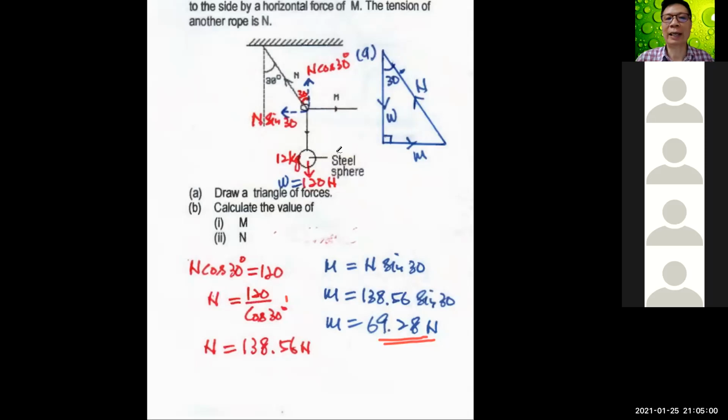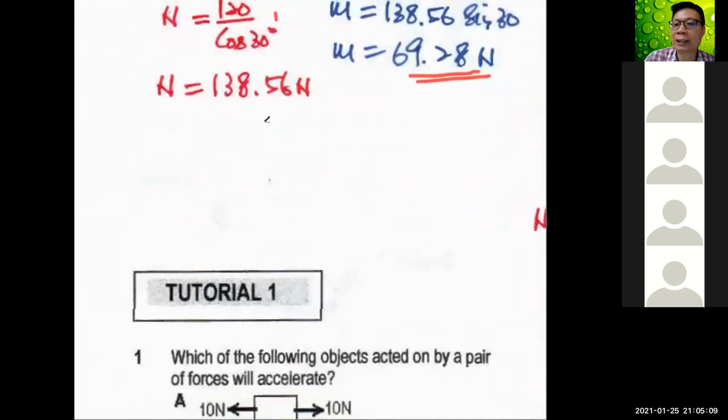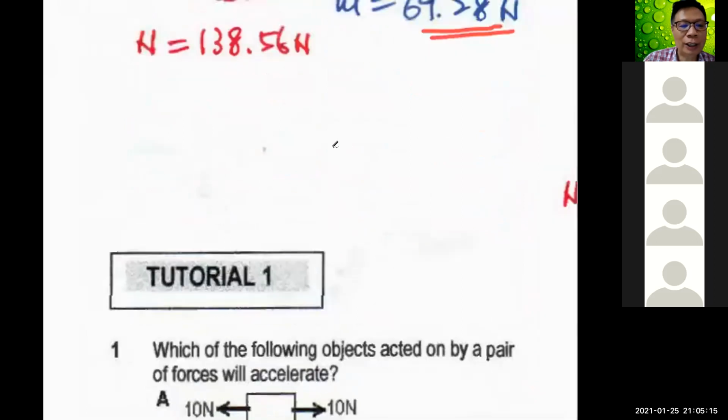Okay, come, let's check the answers. Number one, what is the answer? Carline, question one. Which of the following objects acted on by a pair of forces will accelerate? How do you think? D. Yes? D. Yes, correct. Why did you choose D, Carline? Because the forces are not the same, or we say not zero.